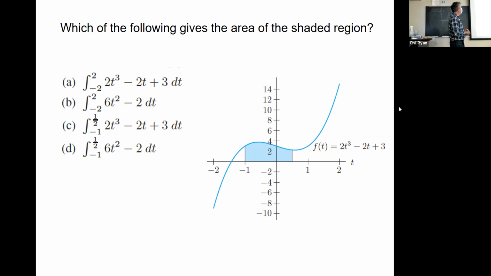So here is a function, and here is an area. Which one of these four things gives us this blue area? So everyone have a look.